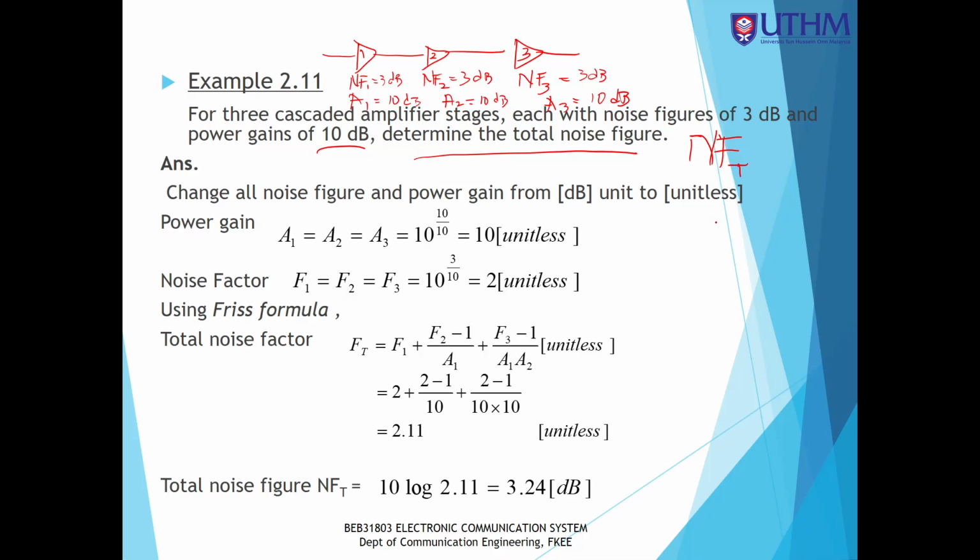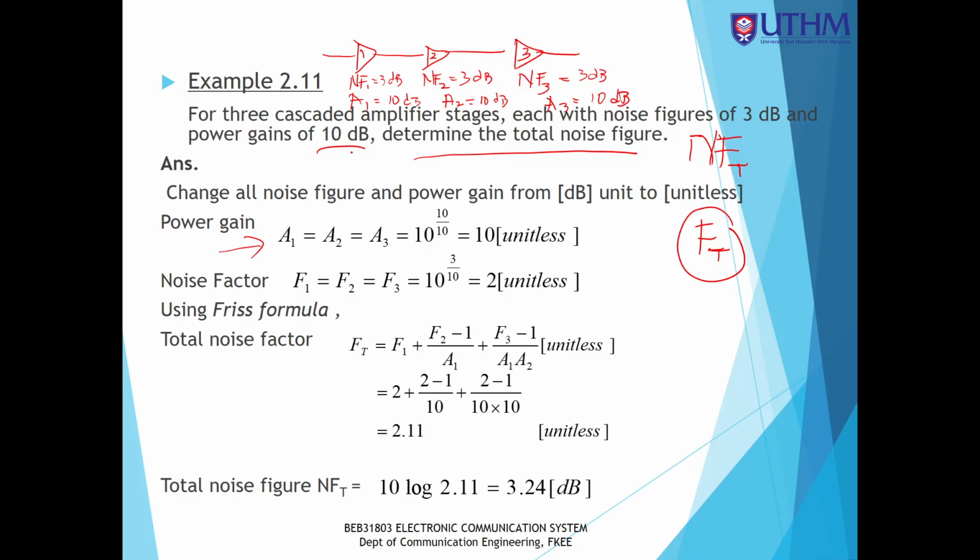Okay, in order to find the NF total, first of all, you need to find the total noise factor, F total. Untuk mencari NF total, first you perlu cari F total. And to find the F total, you need to use the Friis equation. So in order to use the Friis equation, you need to convert the values from decibel into a unitless parameter. Remember, Friis equation tidak boleh menggunakan unit decibel. So what this example does is that it will convert the gain. Dia akan convert gain ini into a unitless parameter.